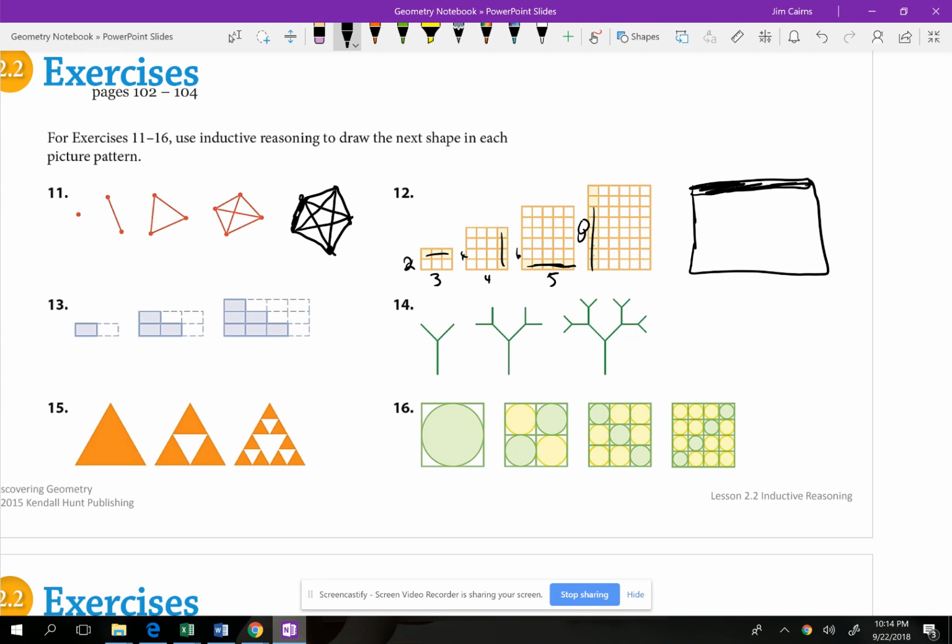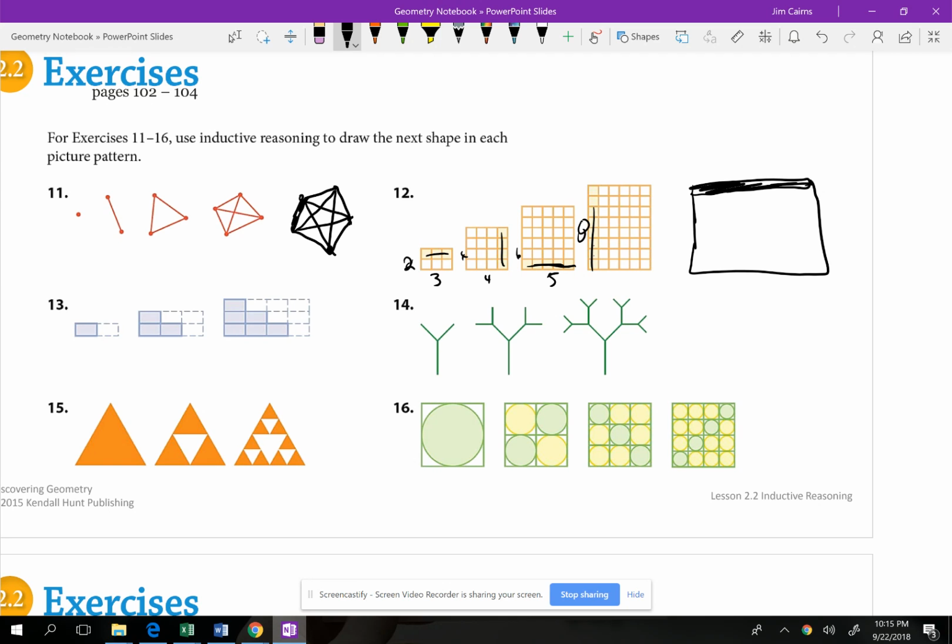Interesting, I wonder. Wow. That's fascinating. 12's going to take some thought.